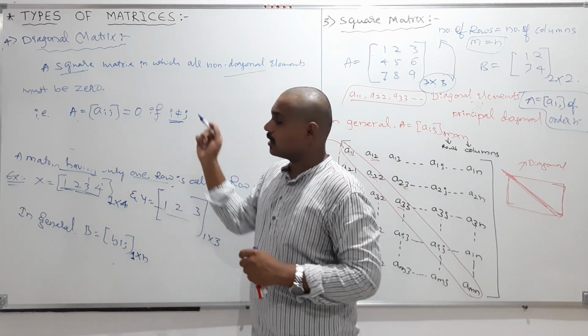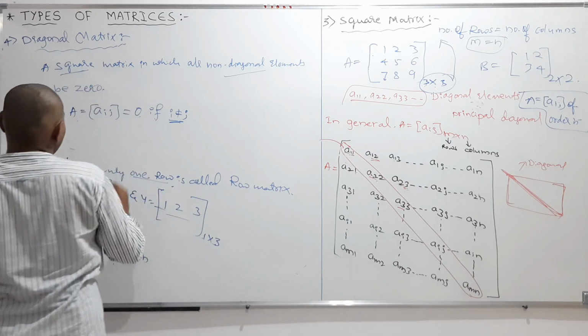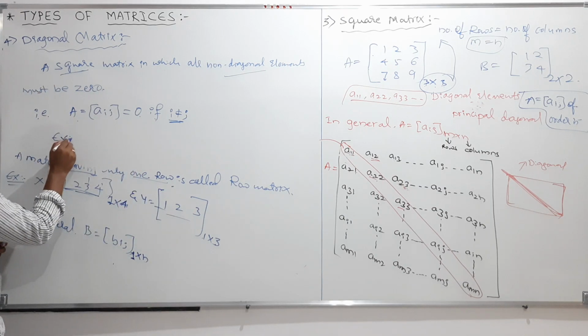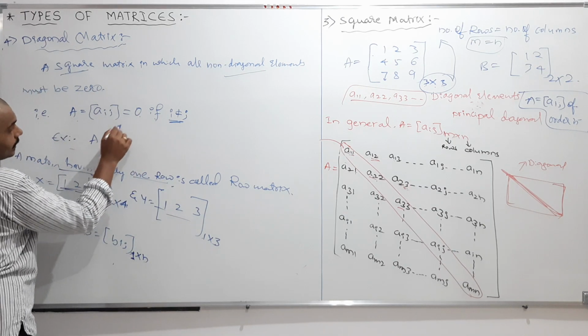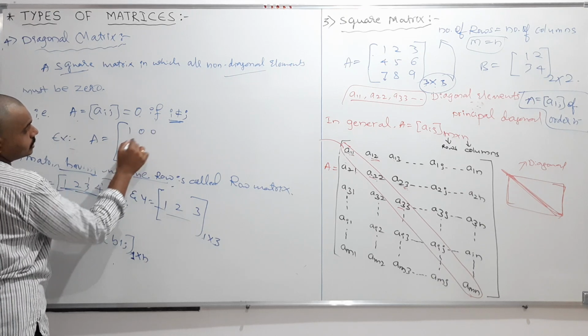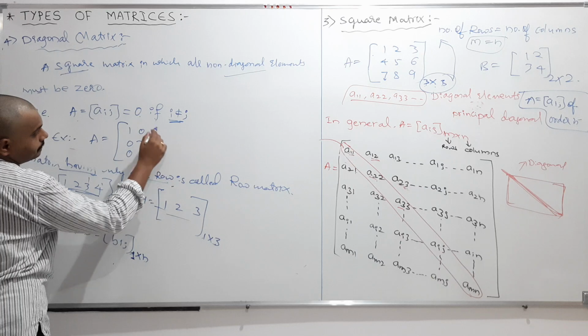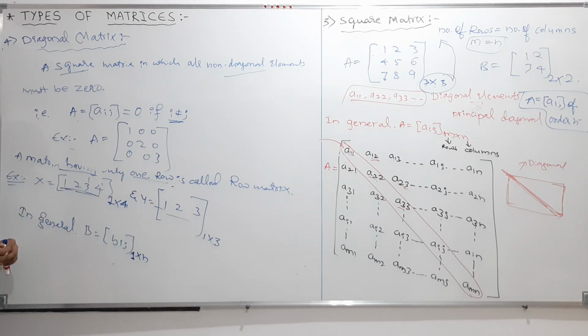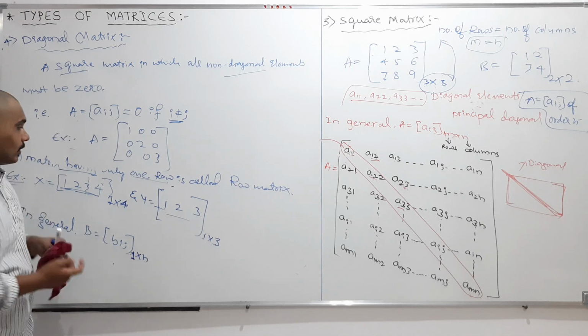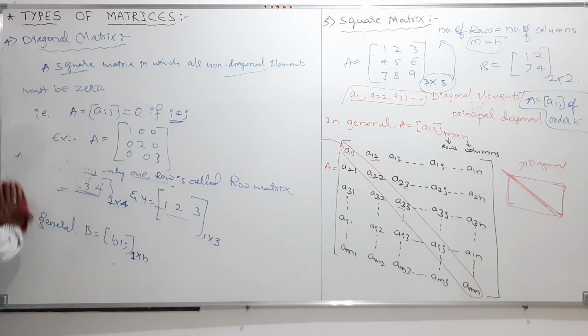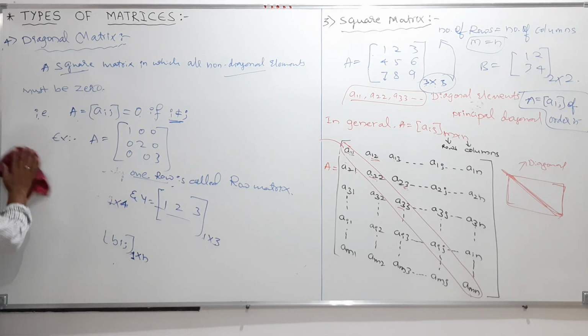This we call a diagonal matrix, and I'll take an example for it. The example of a diagonal matrix is the matrix with rows 1 0 0, 0 2 0, 0 0 3. So is it an example of a diagonal matrix? Will you tell? Please think and tell.